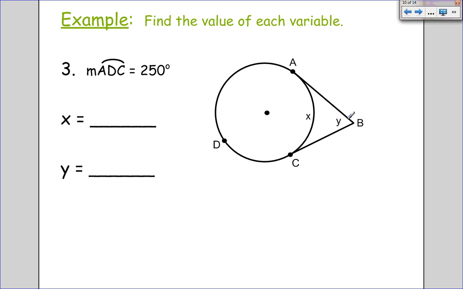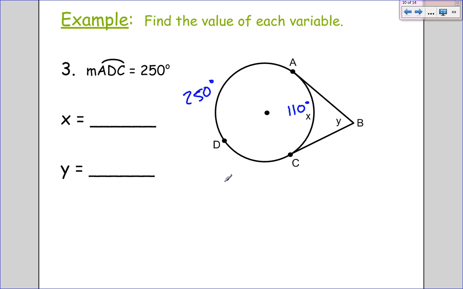All right, here we have two tangent lines, so we know that we're going to be subtracting to find the angle on the outside. Now, look, the tangent line creates two arcs of the circle. And you know that the whole circle adds up to 360. So arc ADC is 250 degrees. And since the whole circle equals 360, I'm going to do 360 minus 250 and get 110 degrees for x.